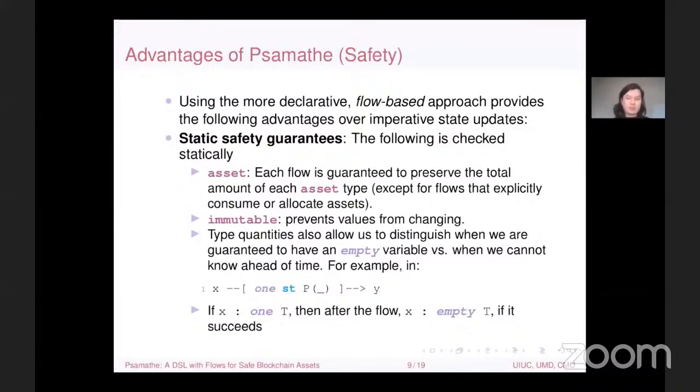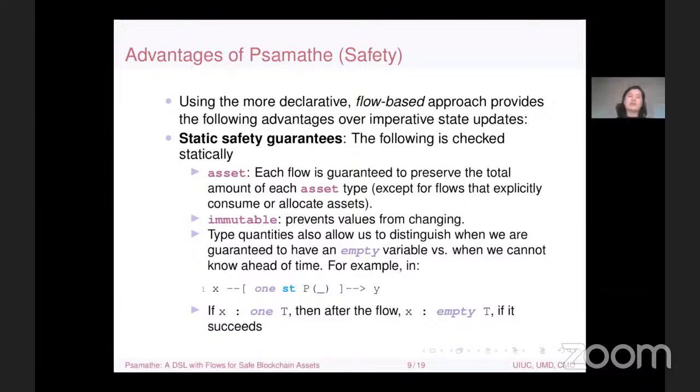So using this more declarative flow-based approach gives us several advantages over imperative safe state updates, including safety guarantees, but also some other advantages. Statically, we can guarantee these things, such as that for assets, each flow will preserve the total amount of each asset type. So we won't lose or duplicate assets, except for flows that consume or explicitly allocate assets using new, but in that case, it's clear that they have the potential to change the number of assets. Immutable prevents values from changing, as discussed before, and that can be checked statically. And also we can use type quantities to allow us to distinguish some cases when we're guaranteed to have empty variables versus when we can't know ahead of time.